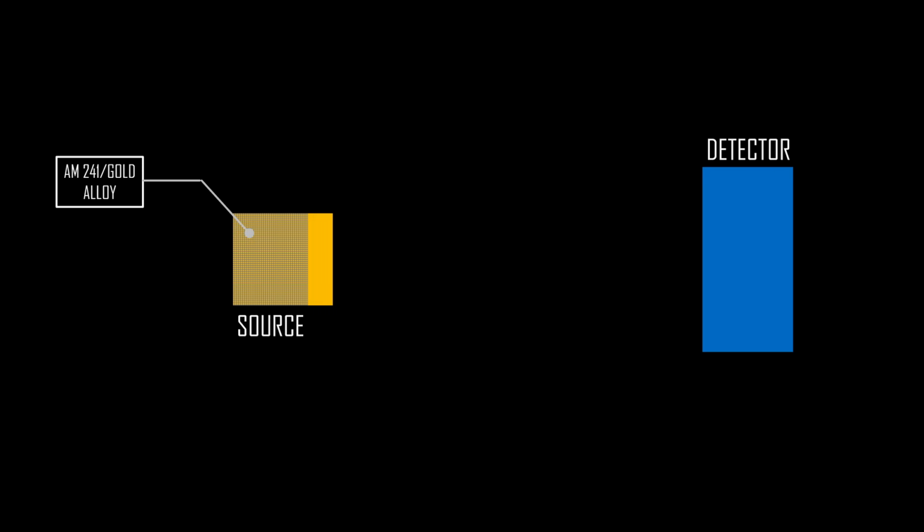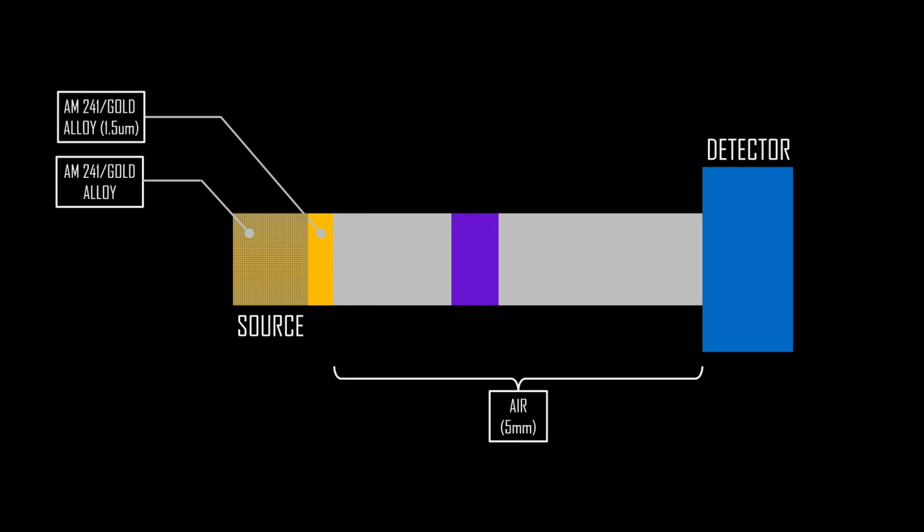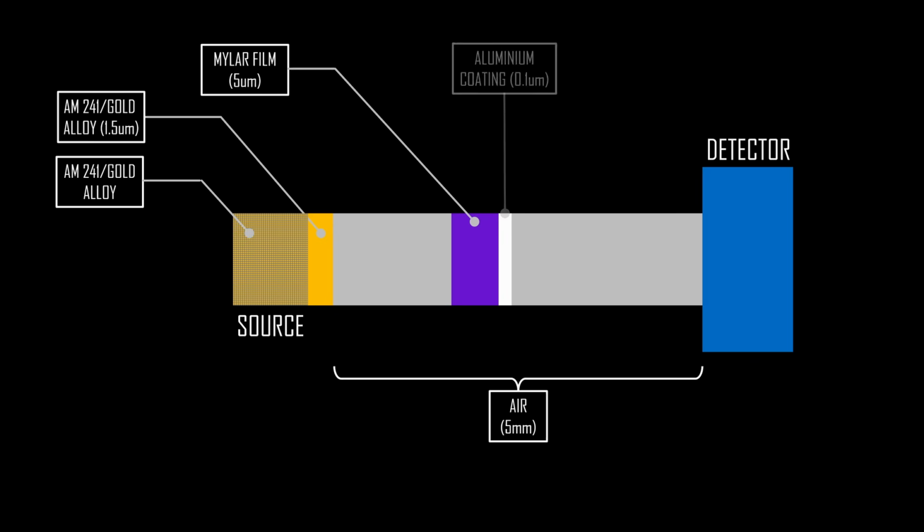For starters, there is the 1.5 micron layer of gold, and this part is very significant. Then there is 5 millimeters of air. Next, is the 5 micron mylar film. And finally, I will also account for the 100 nanometer aluminium deposition layer that is applied to the mylar film.